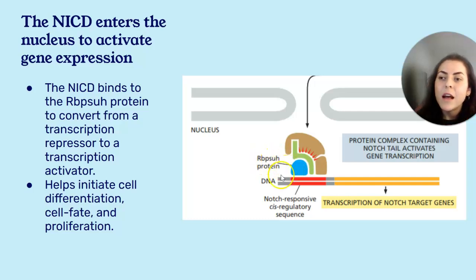RBPSUH protein, and then it will convert. It was a repressor, it was being repressed, but once it binds, it'll turn into a transcription activator, and then it'll do the transcription of Notch target genes. And the genes are useful. They do cell differentiation, they help with cell fate, and cell proliferation, so it just depends on whatever the cell needs to do.